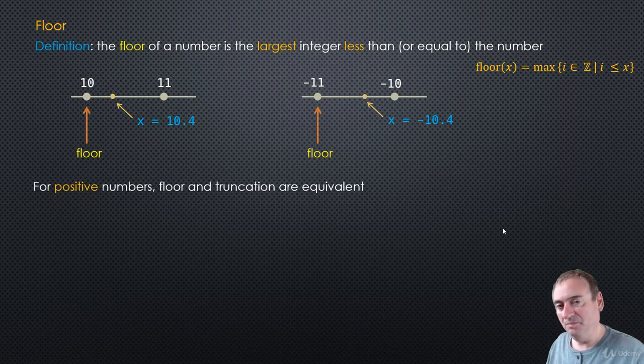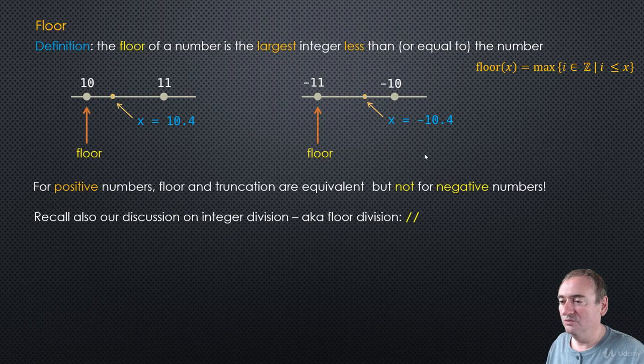So for positive numbers, floor and truncation are actually equivalent, right? If we took the trunc of x, we would get 10, and the floor of x would also be 10. And for any positive value, that will be true. But that is not the case for negative values, right? The truncation of x in this case would be negative 10, but the floor is negative 11. So be careful. Floor and trunc are not the same thing when it comes to negative numbers.